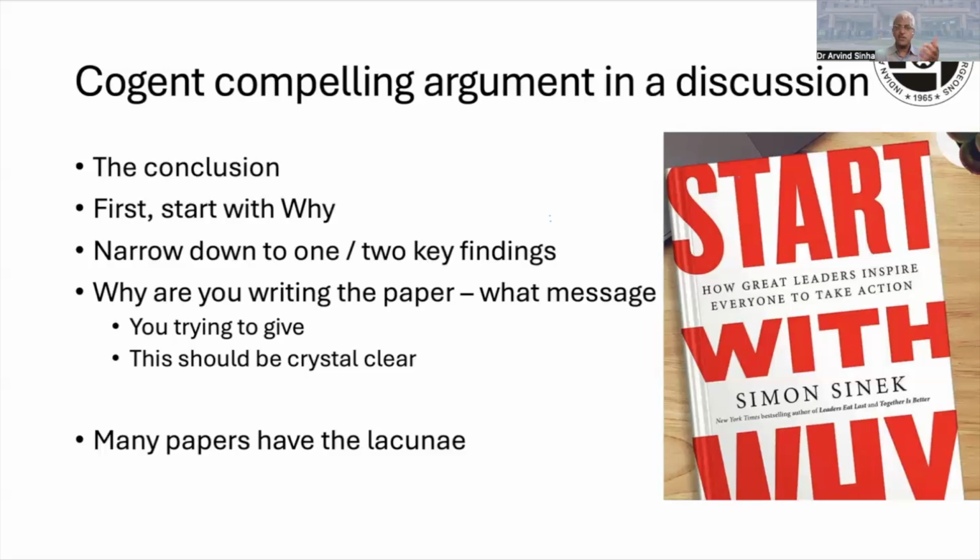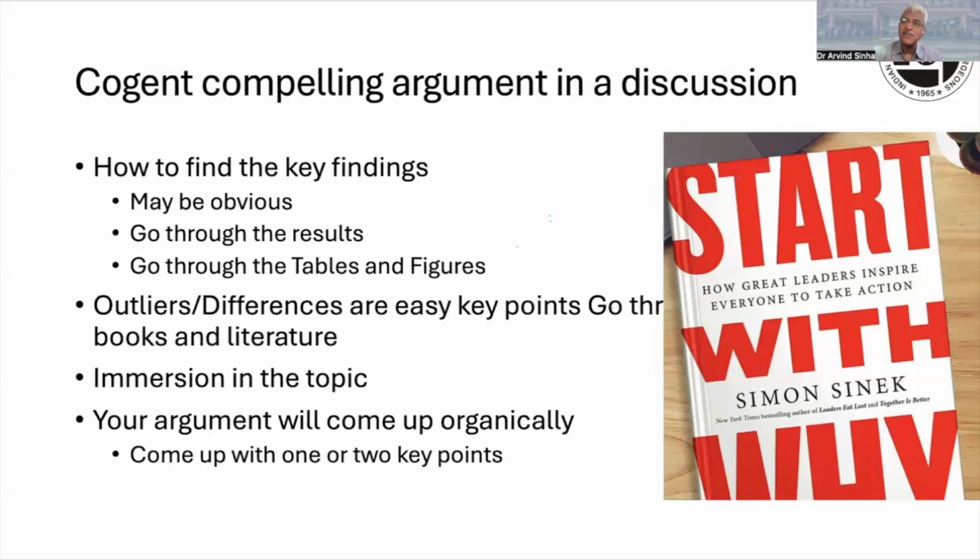Why are you writing the paper? What message are you trying to give? This should be crystal clear. And many papers have this lacuna, right? So how to find the key findings? It may be obvious for retrospective studies. You generally have an idea of what the results have been and what you are trying to say in the paper itself. But for, let's say, prospective studies, you may need to find the why. Why are you writing the paper? What are the key points of the paper, right?